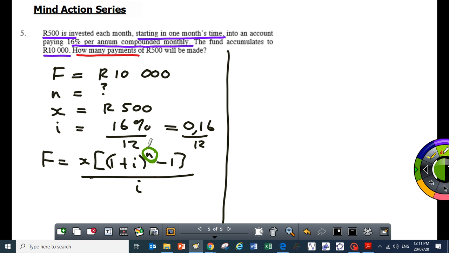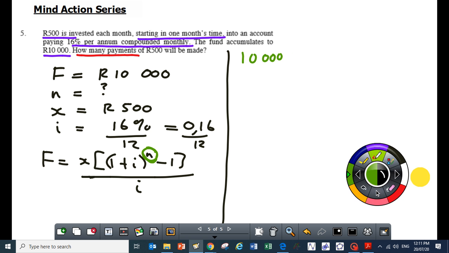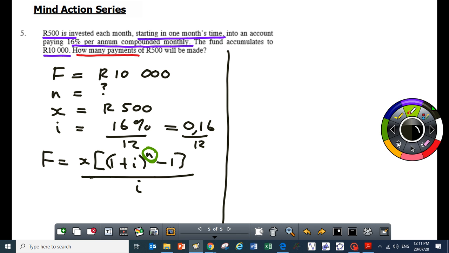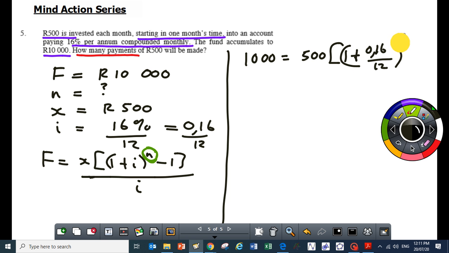So, if I substitute, that will be 10,000 is equal to 500 times ((1 plus 0.16 over 12) all raised to the power of n, all minus 1), all over 0.16 over 12.